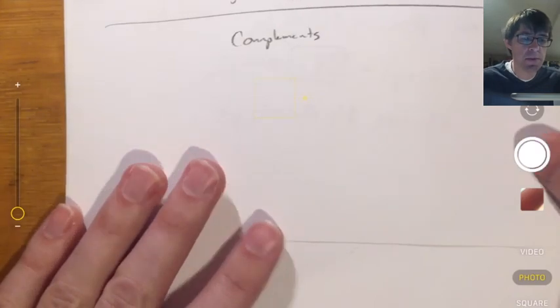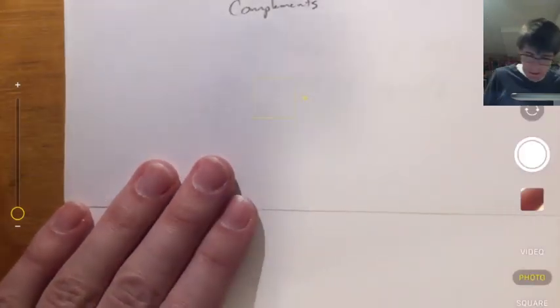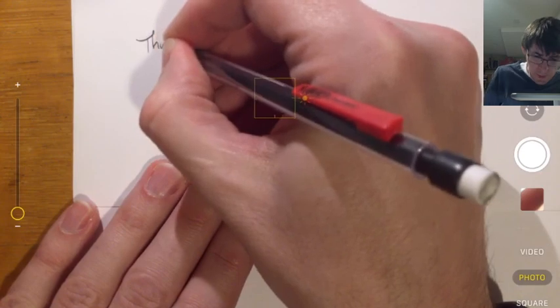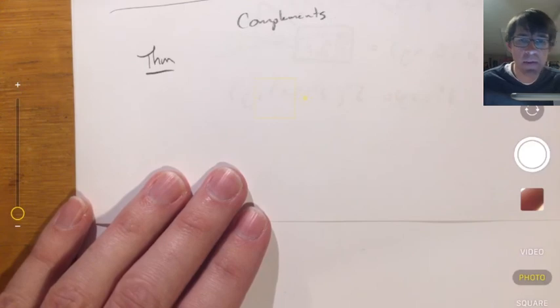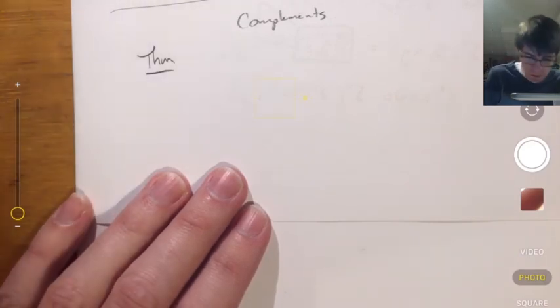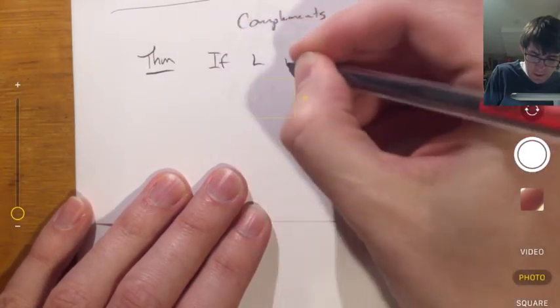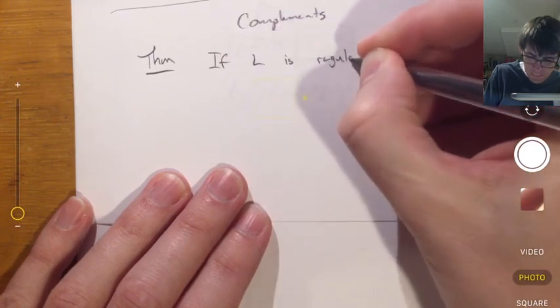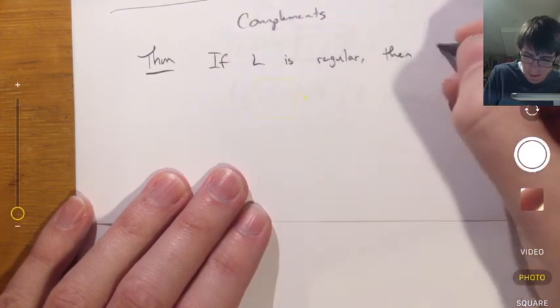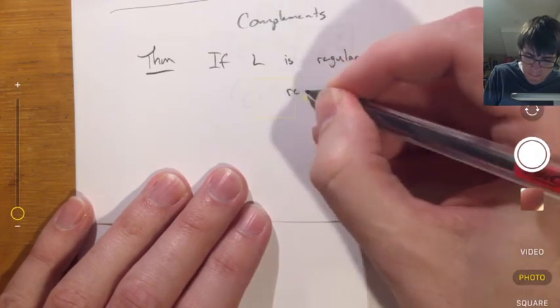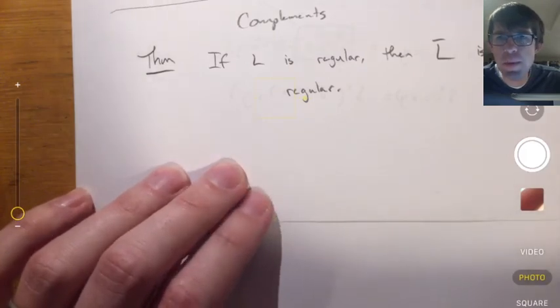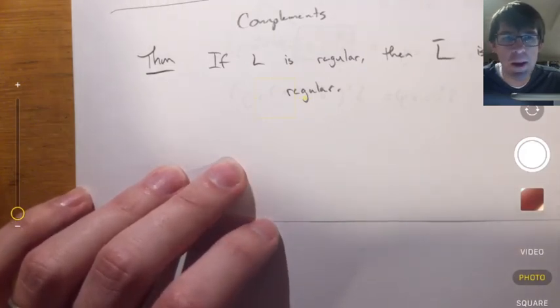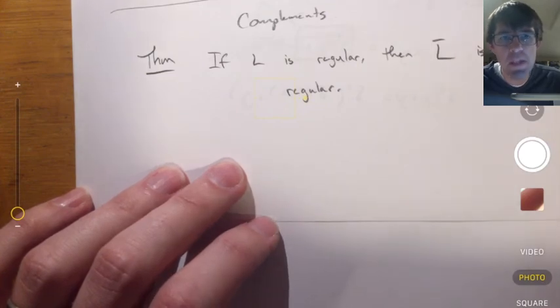Regular languages are closed under complements. I want to see if I can convince us. I'll write this as a theorem. It just says if L is a regular language, then L bar, the complement of L, is also regular. I would like to write a formal proof of this, but maybe we'll leave the formal version for next time. I think the basic idea of the proof is very easy.